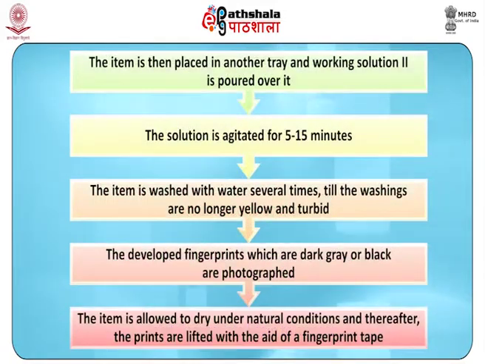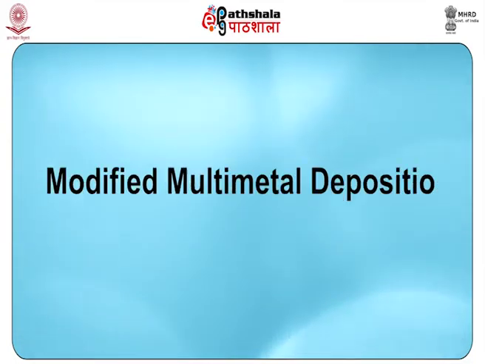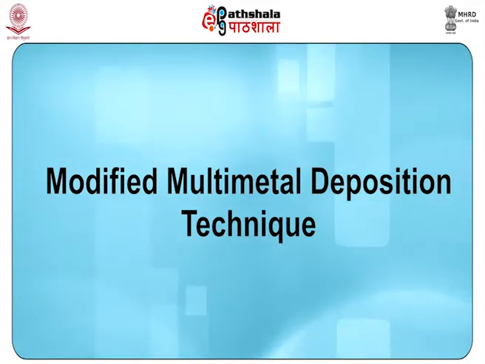The item is then placed into another tray and working solution 2 is poured over it. The solution is agitated for 5 to 15 minutes. The item is then washed with water several times till the washings are no longer yellow and turbid. Then the developed fingerprints, which are dark gray or black, are photographed. The item is allowed to dry under natural conditions and then the prints are lifted with the aid of a fingerprint tape.